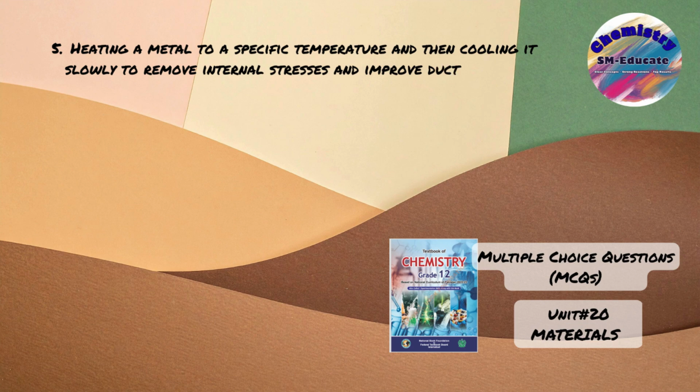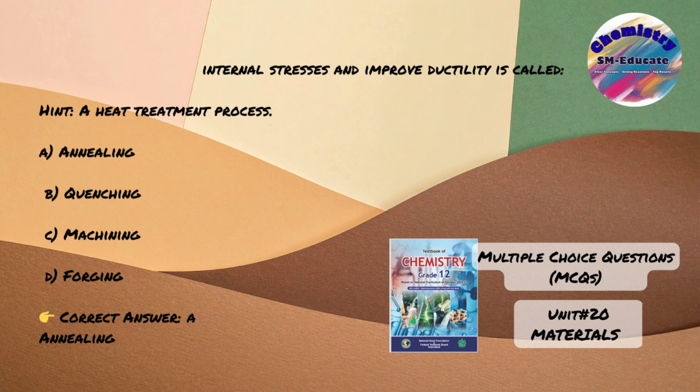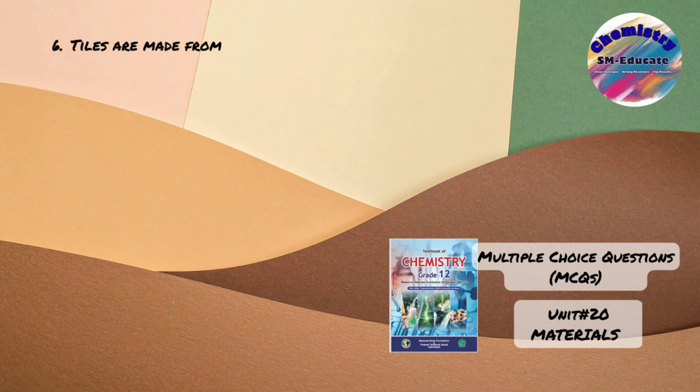5. Heating a metal to a specific temperature and then cooling it slowly to remove internal stresses and improve ductility is called. Hint: a heat treatment process. A. Annealing. B. Quenching. C. Machining. D. Forging. Correct answer: A. Annealing.